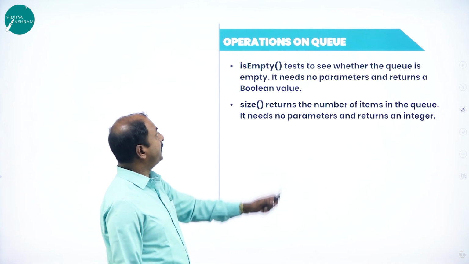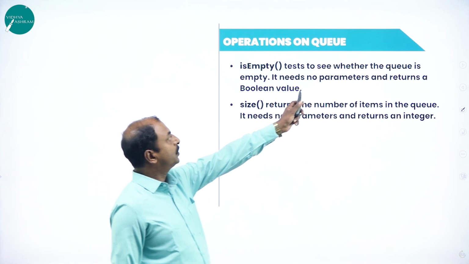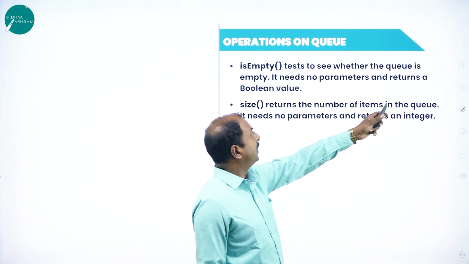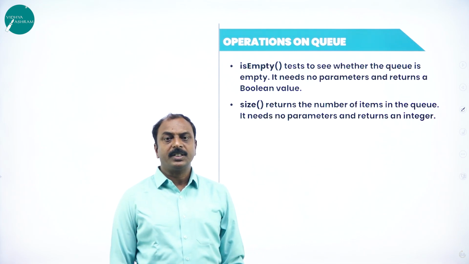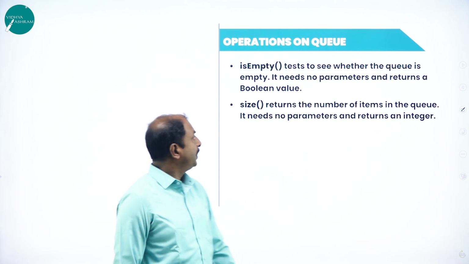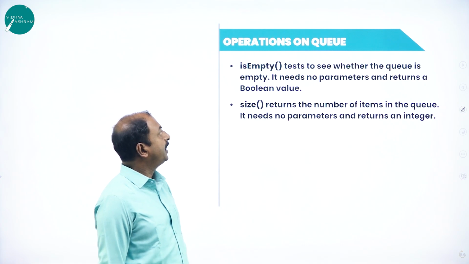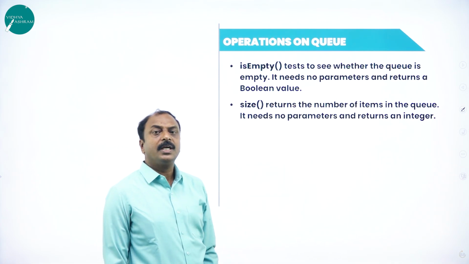The next operation is isEmpty. It is a function or operation. It tests whether the queue is empty. It needs no parameters and returns a Boolean value. Here, Boolean values are, you know, 0 and 1. It returns either 0 or 1. isEmpty is a function that checks whether the queue is empty or not.